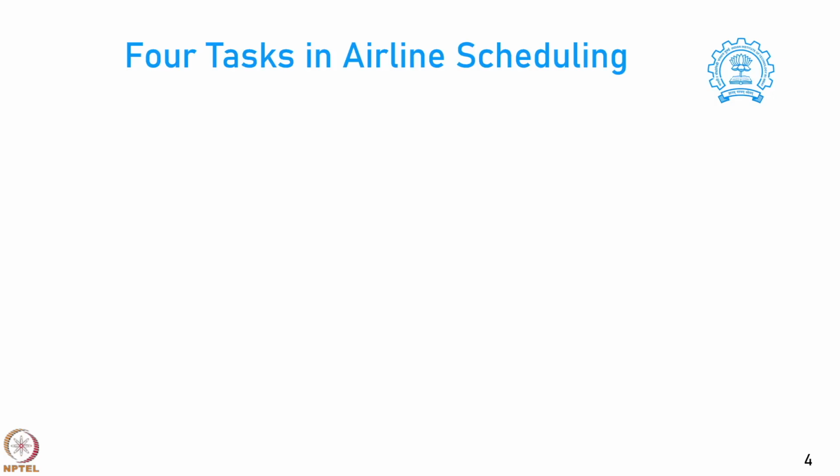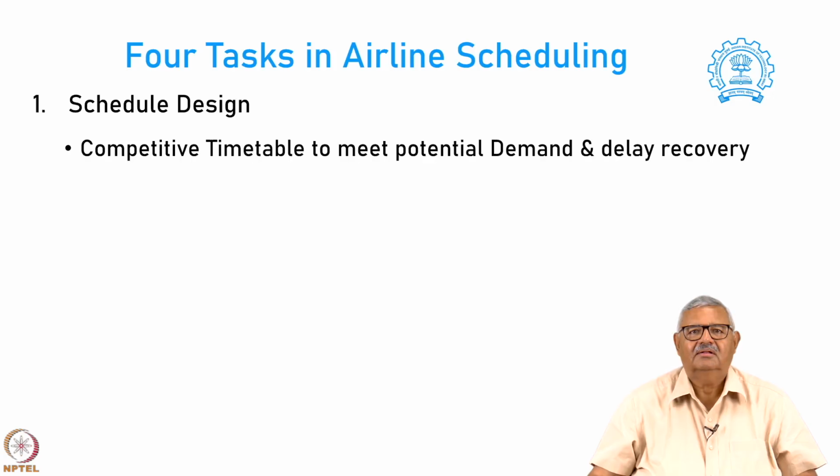Just a recall that there are four major tasks in airline scheduling. The first of these is to design the schedule, in which a competitive timetable is made to meet the potential demand and also to delay the recovery.